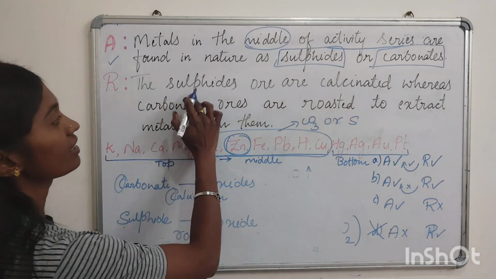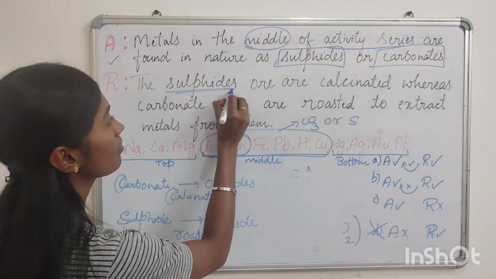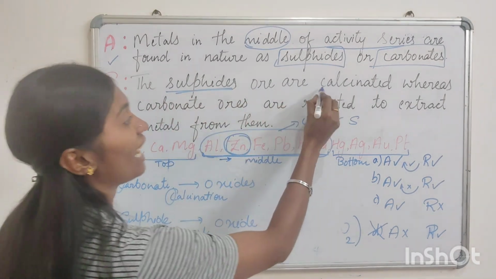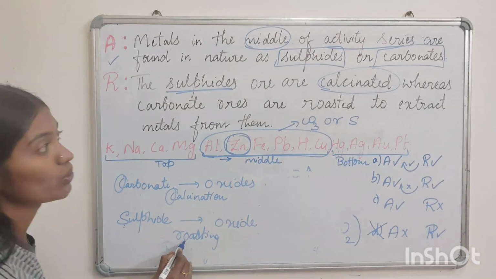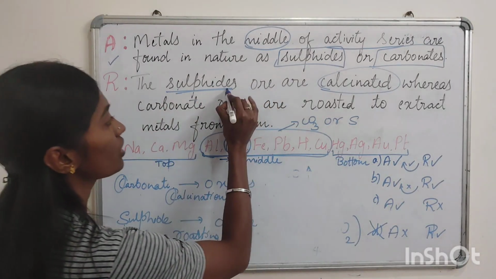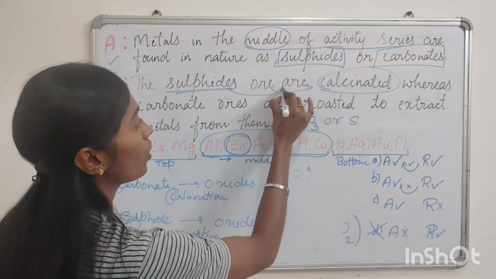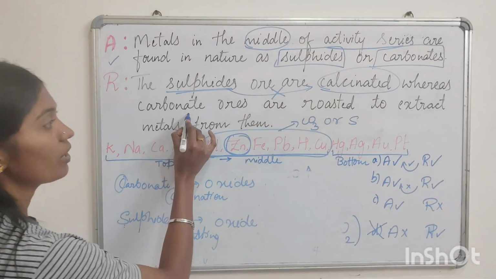The sulfide ores are calcinated. No, what did I say here? Sulfide ores are roasted. So what they said is wrong. Carbonate ores are calcinated and sulfide ores are roasted.